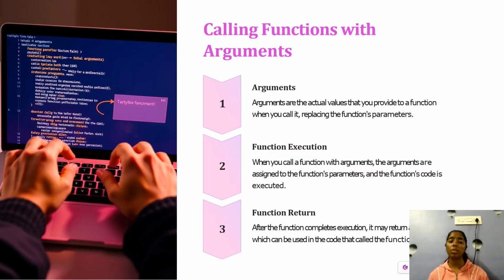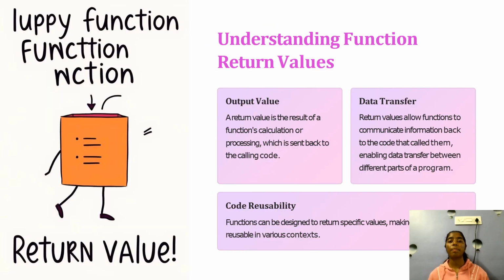About calling functions with arguments: arguments are the actual values that you provide to your function when you call it, replacing the function's parameters. About function execution: when you call a function, the arguments are assigned to the function's parameters and the function's code is executed. About function return: after the function completes execution, it may return a value which can be used in the code that called the function.